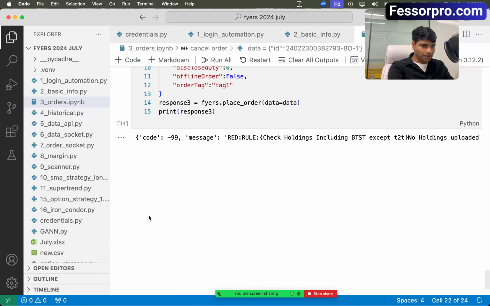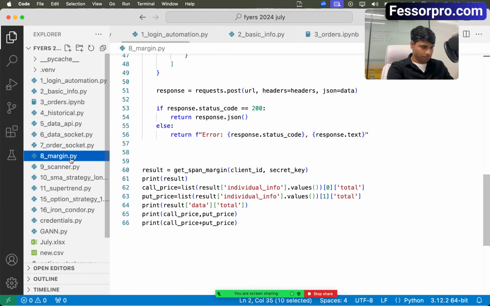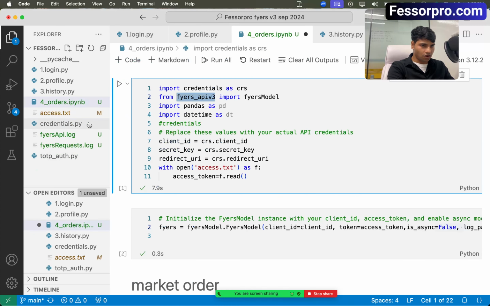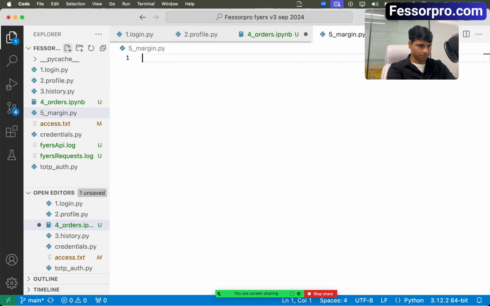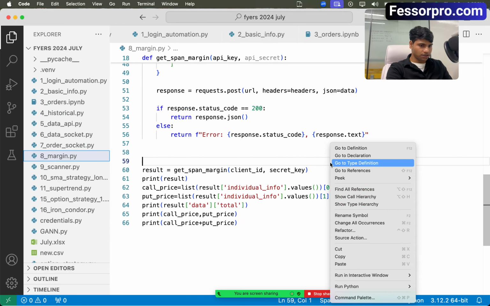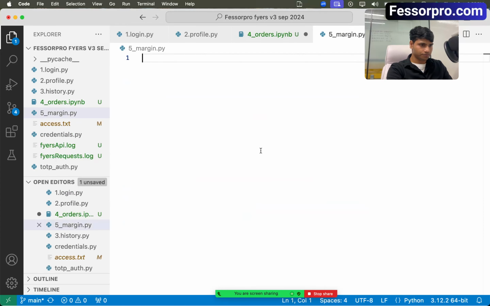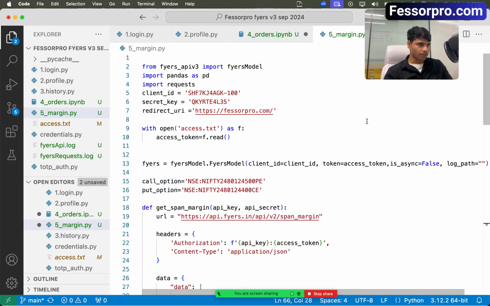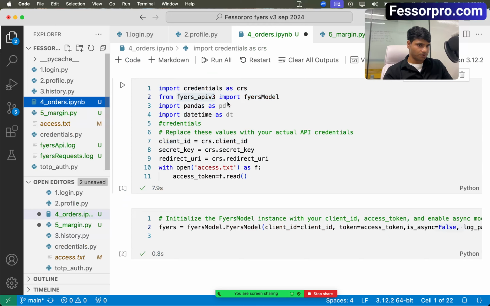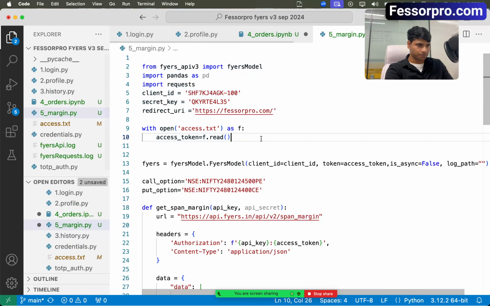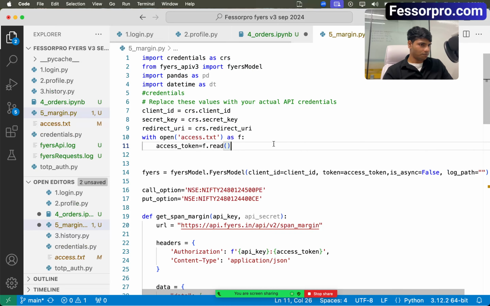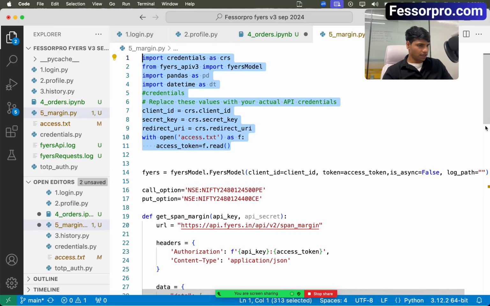So I've created a file called margin. I'll make the same file here, and name it 5_margin.py, and I'll copy this code. In this file, the first thing we need is the same thing, so I'll copy the same code from here and paste it.